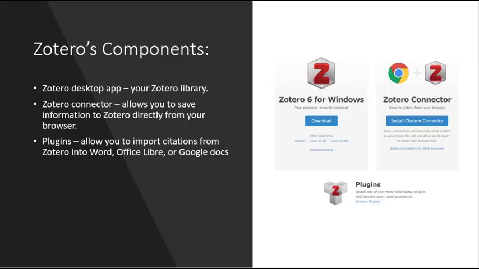Zotero has several different components, each of which must be installed to use it to its full potential. The first component is the Zotero app, a desktop client that serves as your personal Zotero library. The second component is the Zotero connector, a plugin that allows you to save information to Zotero directly from your browser. The final classification of components for Zotero is a set of plugins, including ones for word processing that allow you to import citations into your documents.